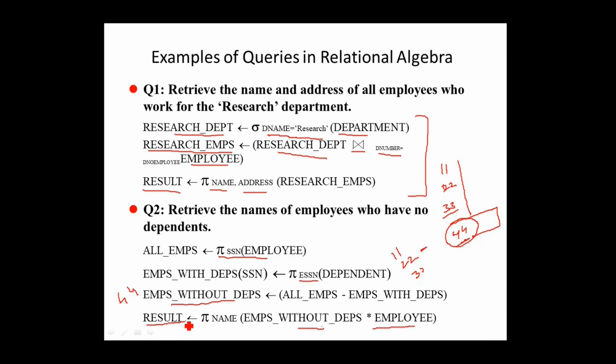So we are using the difference operator here. Just project SSN of all the employees, project the SSN of employees having dependents, do a difference, and then do a natural join of that difference with the employee table. You get the details of the employees who are not having dependents.